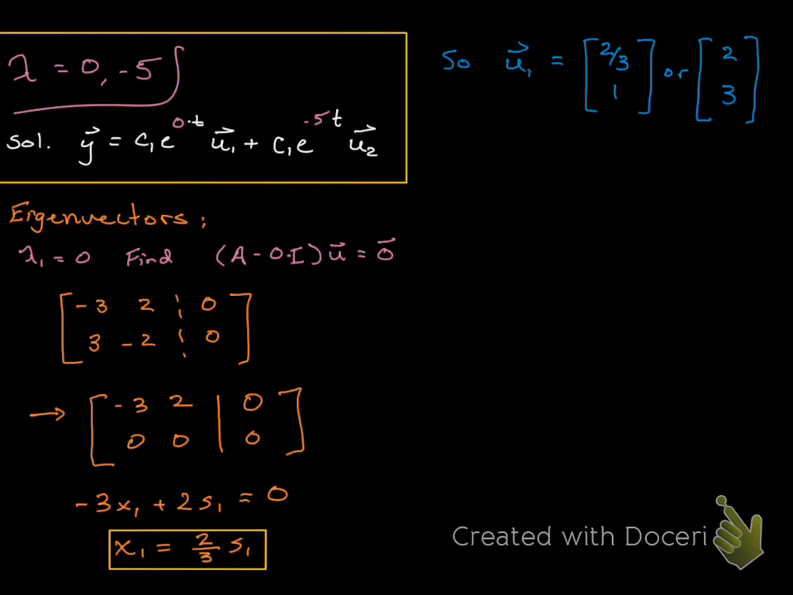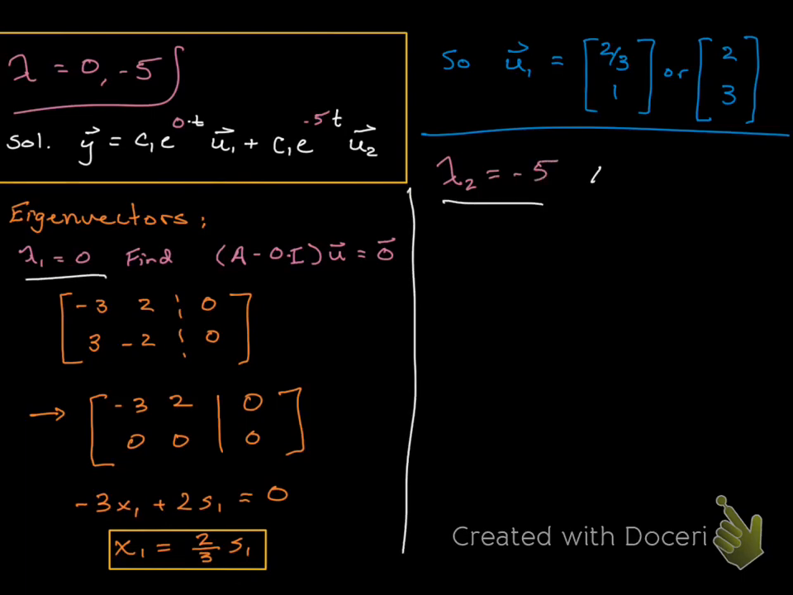I now need u2. So I work with lambda 2, which is minus 5. Okay? And I solve the same problem. A plus 5I times u equals 0. Right? And I did plus here because it's minus A minus 5. Right? So I'm going to add 5. I'm subtracting a negative 5. I'm adding 5 to the diagonal. So that'll be the matrix 2, 2, 3, 3, augmented with the 0 vector. Okay? And I reduce again.